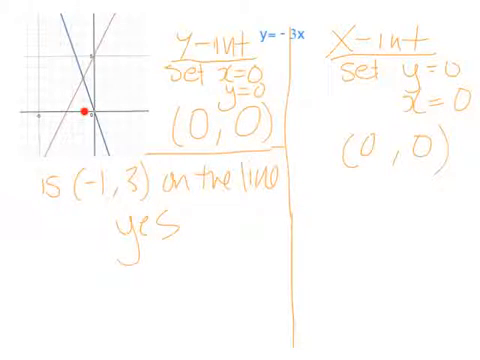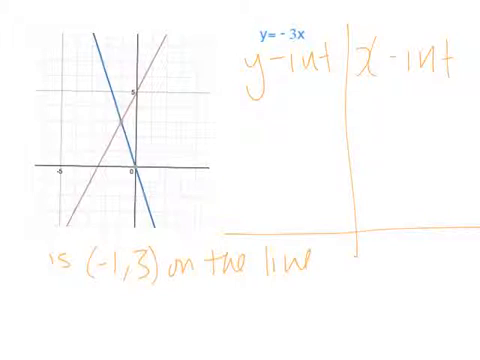Well, if we go 1 across and 3 up. Remember, we go across the corridor and then up the stairs, right? So we go across the corridor and then up the stairs, and then we put the point over there. So yes, very much so, that is on the line. Very easy.